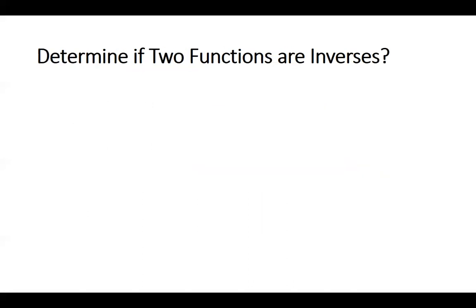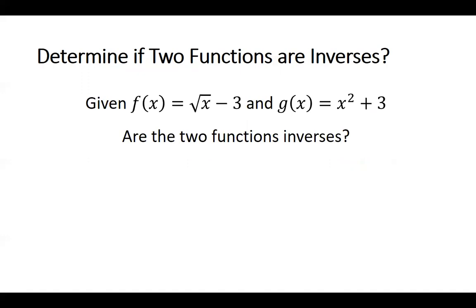So let's determine if two functions are inverses. Given f of x is equal to the square root of x minus 3, and g of x is equal to x squared plus 3, we want to know if these two functions are inverses. What we're going to do is take the composition of those two functions. So f of g of x is equal to the square root of x squared plus 3 minus 3, which I don't want to be the one who has to break that down into pieces, but we'll just say that that's not equal to x. That 3 and negative 3 can't cancel each other out. So that composition is not equal to x.